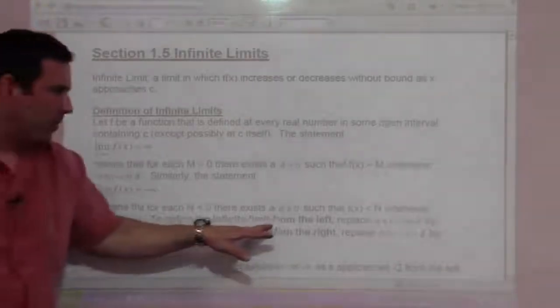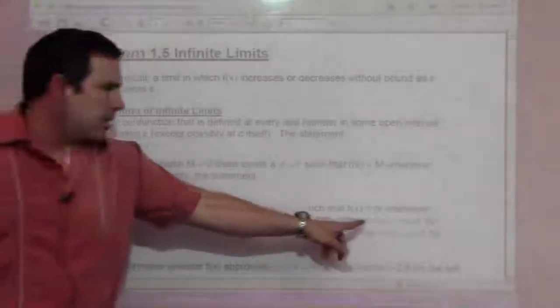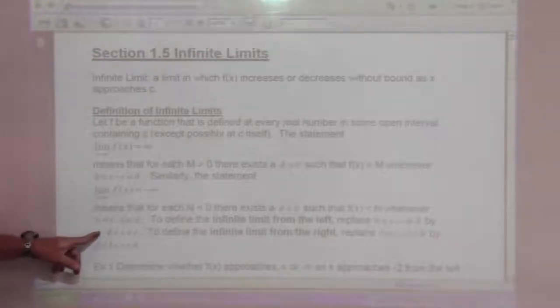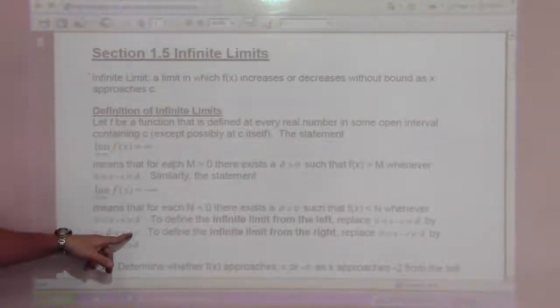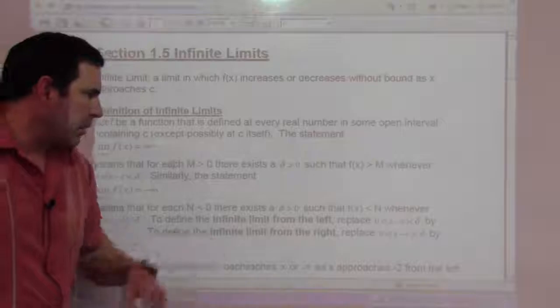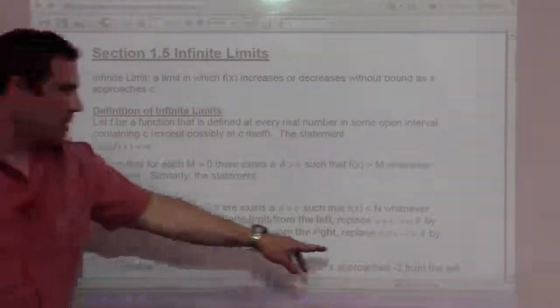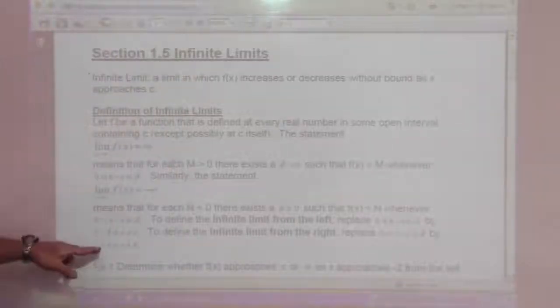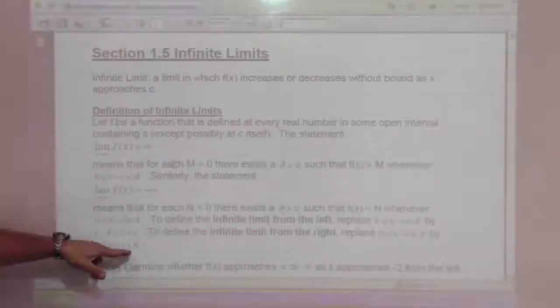To define the infinite limit from the left, replace the 0 less than the absolute value of x minus c less than delta by c minus delta is less than x less than c. To define the infinite limit from the right, replace this expression, 0 less than the absolute value of x minus c less than delta, by c less than x less than c plus delta.